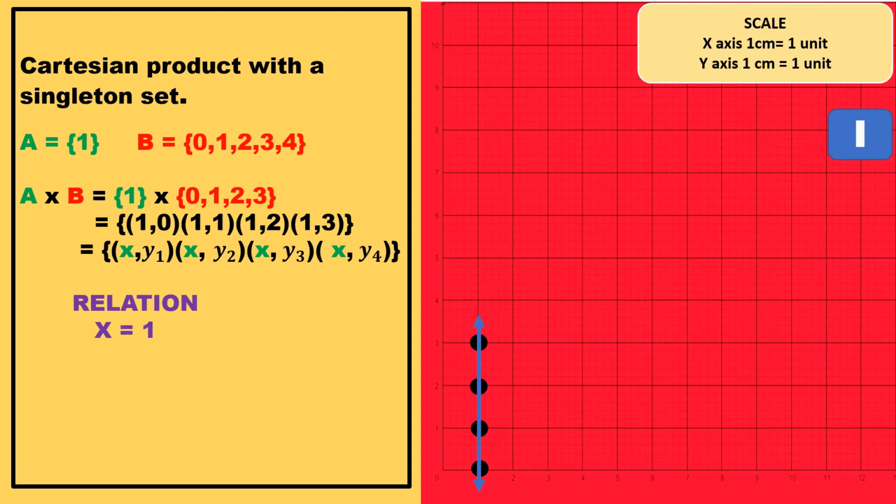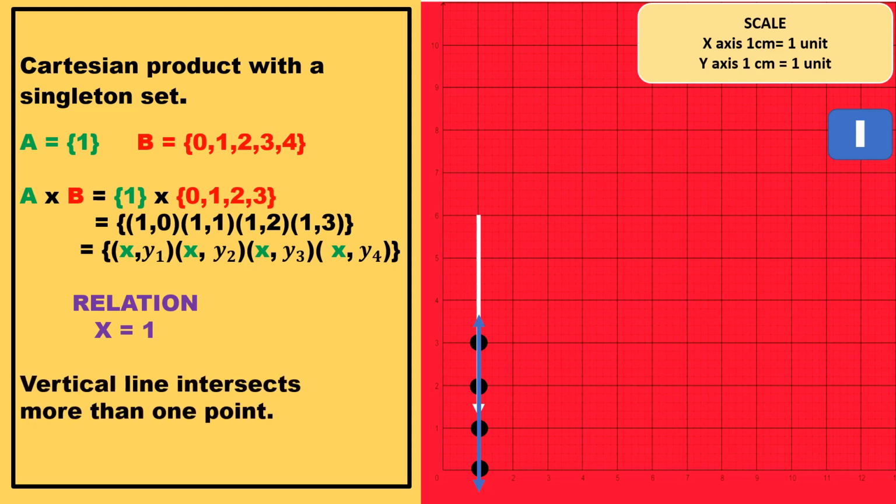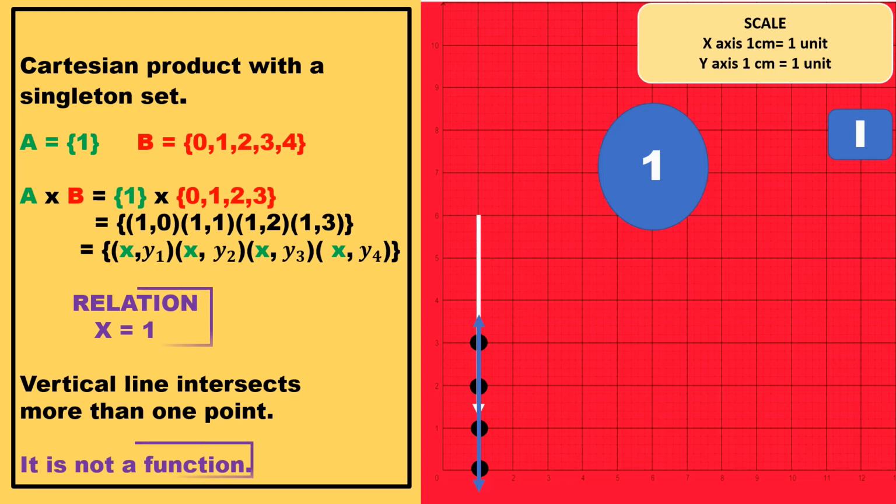So let's check whether the relation is a function or not using the vertical line test. Since the vertical line intersects more than one point, it is not a function. Let's consider it as case 1. x is equal to 1 is a relation, it's not a function since the vertical line intersects more than one point.